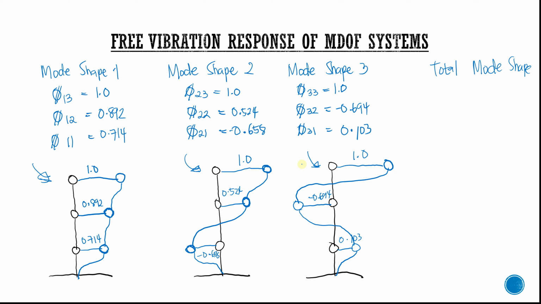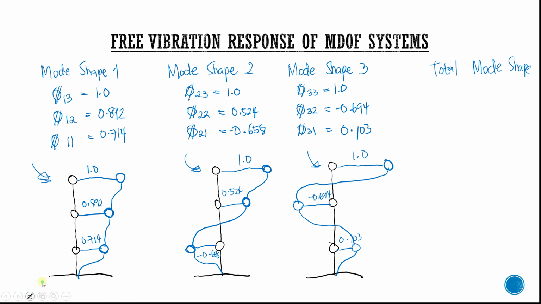So if you notice, the fundamental frequency, the lowest natural frequency among the three, will actually give us the mode shape or deformation or deflection of the structure to be in the same direction. So remember, all of them are on the right side. And for our mode shape 2, the first floor shape is on the left, and then the second and the third floor are on the right. And then on the mode shape 3, the second floor has a mode shape on the left.